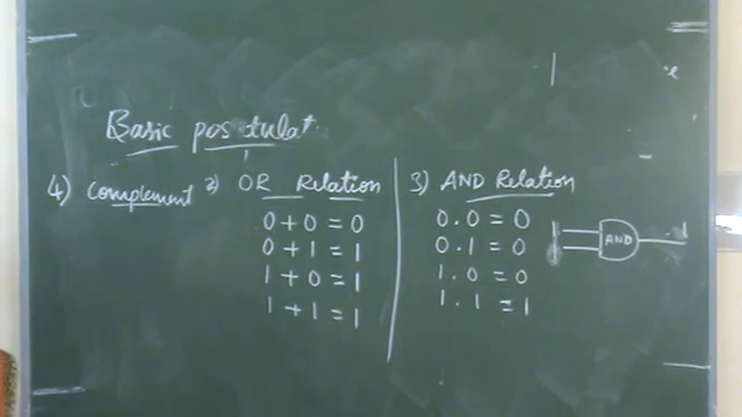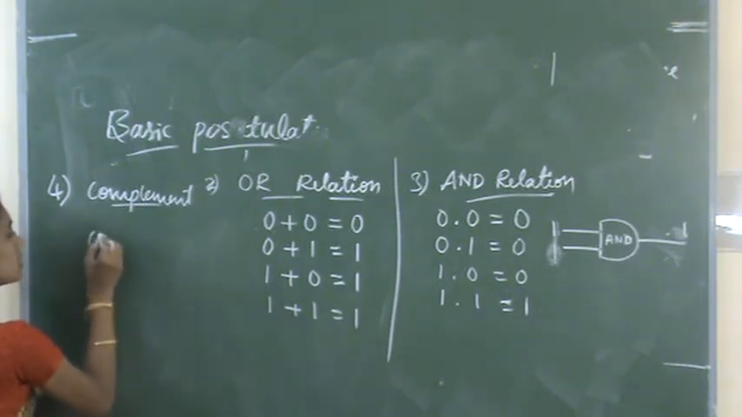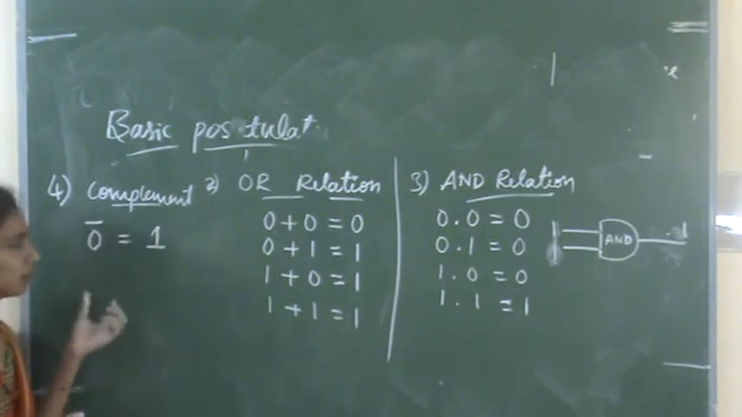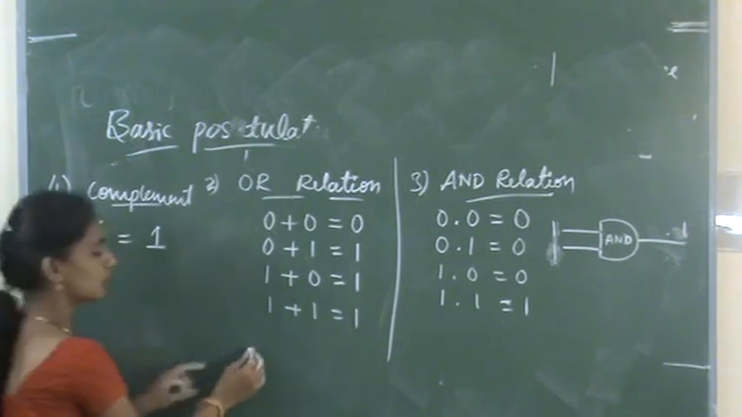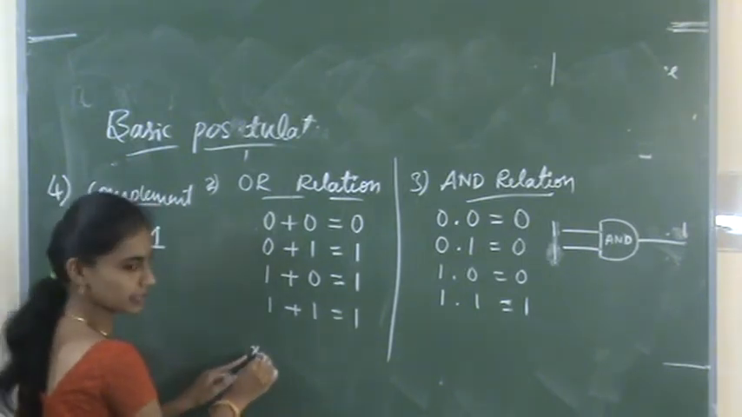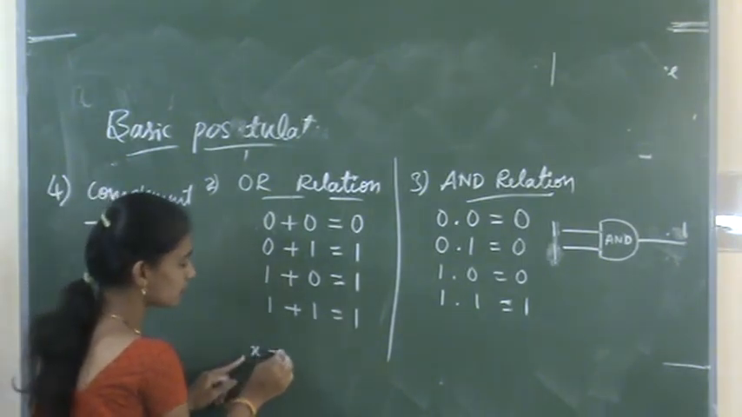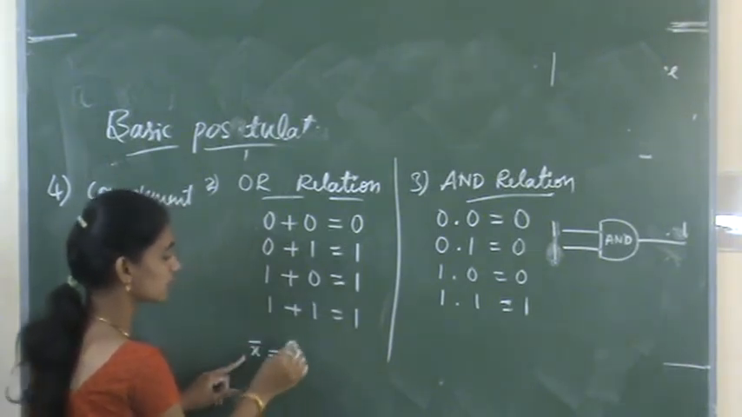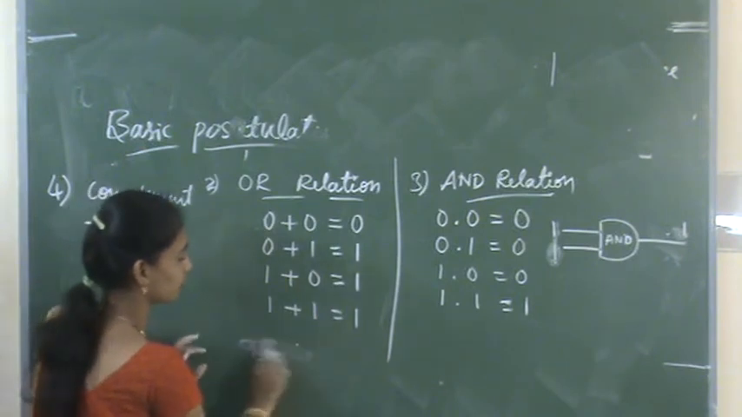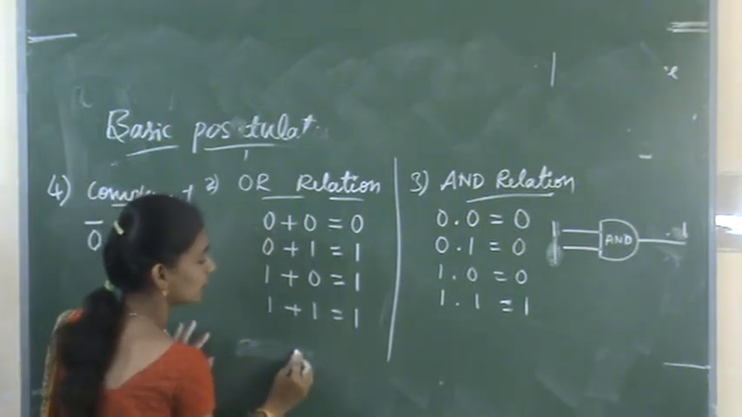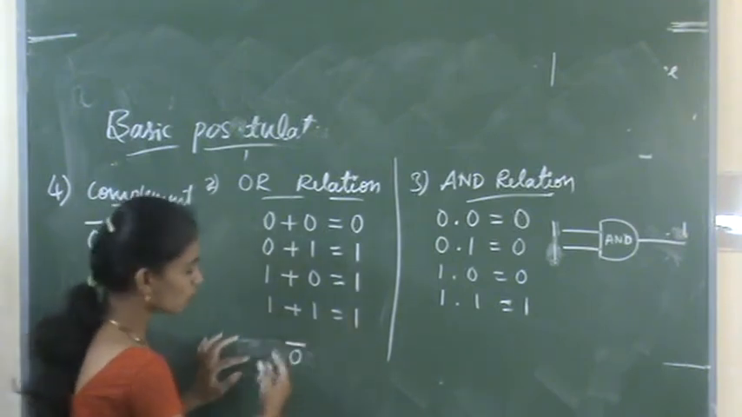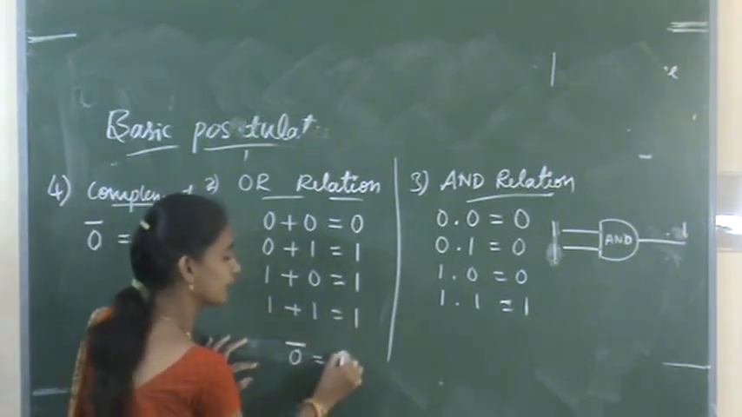Complement. Okay. So the fourth rule is the complement rule. 0 bar is equal to 1. 0 bar means, if we are providing x, x bar is the complement of x. So if I provide 0, 0 bar is equal to 1.